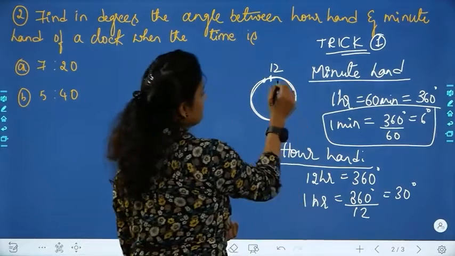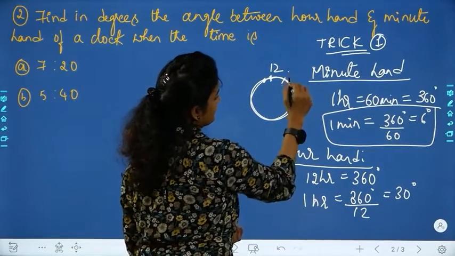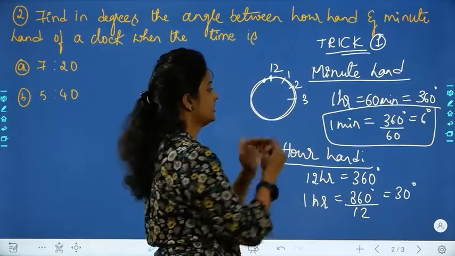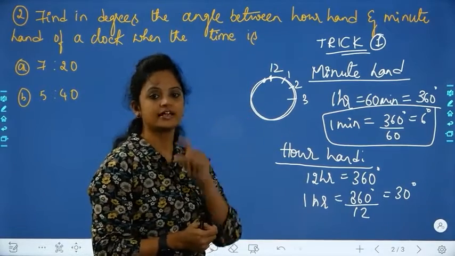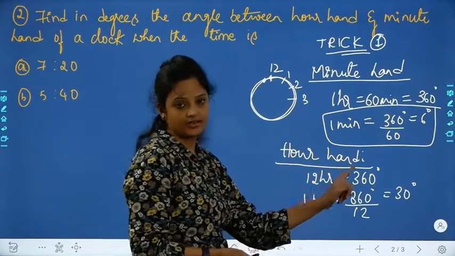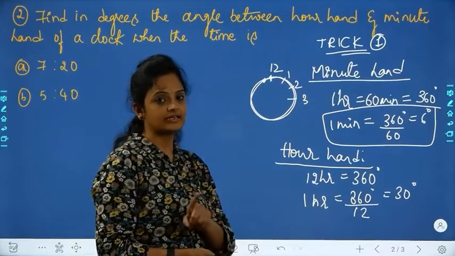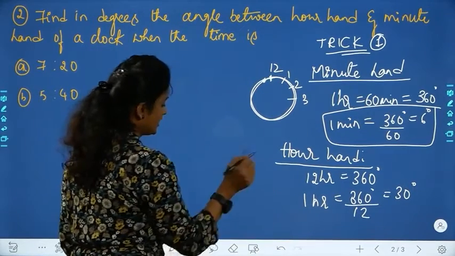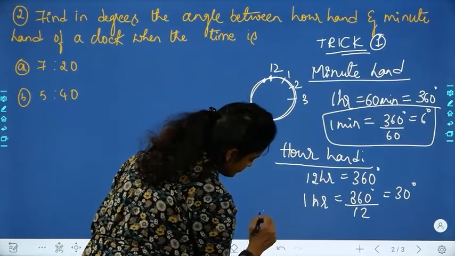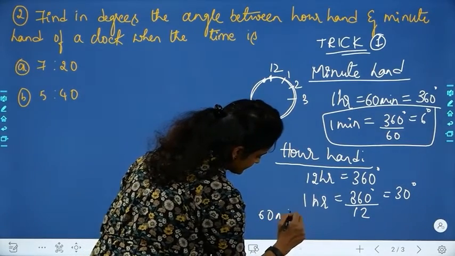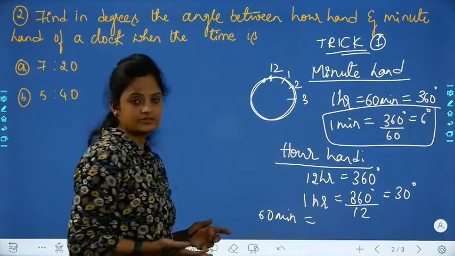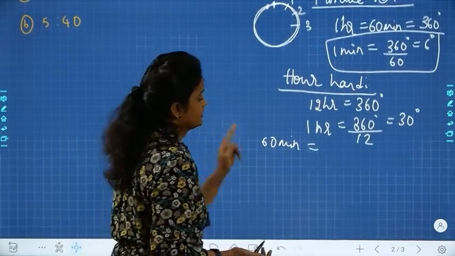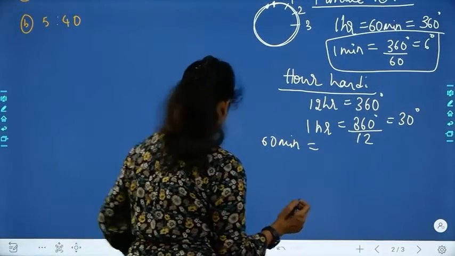Okay. So for 1 hour, 12 to 1, 1 to 2, 2 to 3, like that 1 hour if you take, you are getting 30 degrees in that. This is hour hand. Hour hand is making 30 degree for 1 hour. If it is for 1 hour 30 degree, then if I take for 60 minutes, 1 hour is nothing but 60 minutes, and for 60 minutes, I am getting 30 degree.